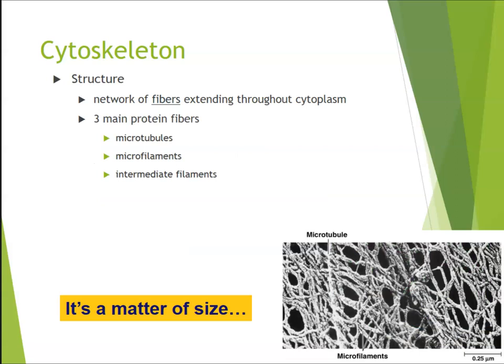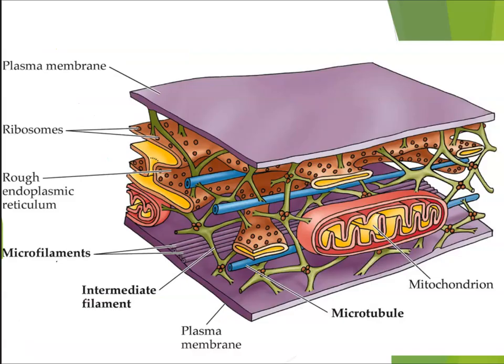Structurally, there are 3 main protein fibers that it is comprised of: microtubules, microfilaments, and intermediate filaments. And each of those has a different size, and the size works with what its job is. So here's a couple different images here. These blue tubes are the microtubules. These purple things are the microfilaments, and then the intermediate filaments are the green kind of mesh that's embedded throughout the cell.